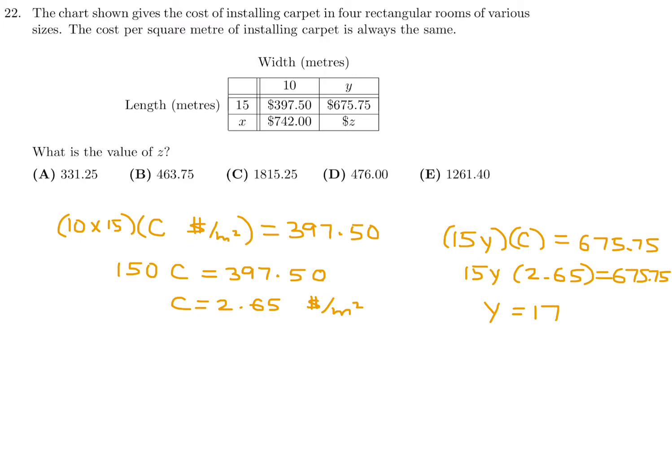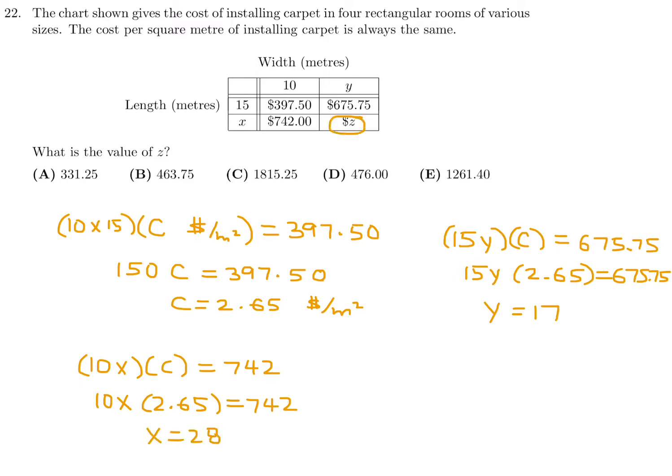Now we're going to look at a different set of numbers. We're going to look at this 10, this X, and this 742. From that, we get that 10X times C is equal to 742. Well, C we know is 2.65. So again, as before, divide through to solve for X. And when you do, you get X is equal to 28.